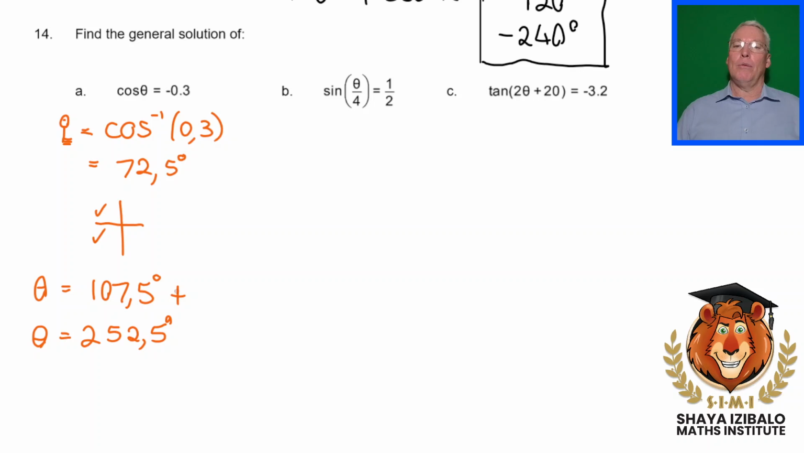To each of those, we can add 360k. And that there is our general solution to that equation. All right, fairly straightforward one. Don't forget to write k is an element of z. Okay, let's look at B.